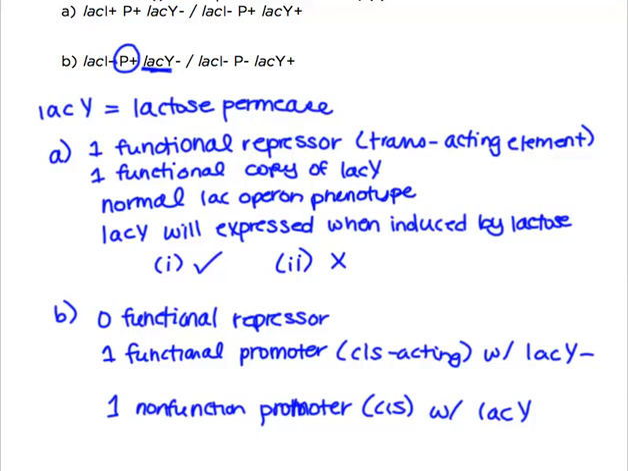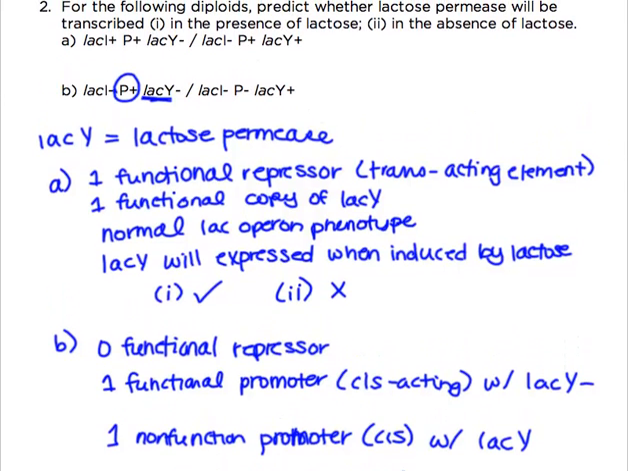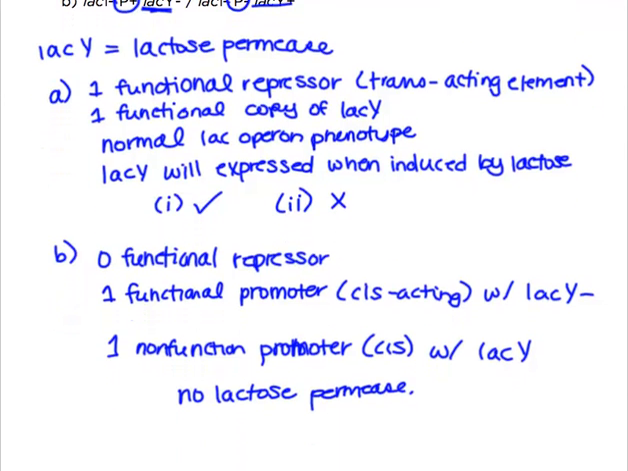So the first copy will make no lactose permease because it doesn't have the correct gene for it. And the second copy has a correct gene for it, has the wild-type lacY, but then it has a non-functional promoter. So this one will not make it either. So no lactose permease on either copy of the operon.